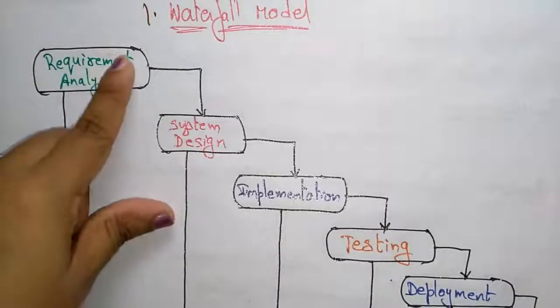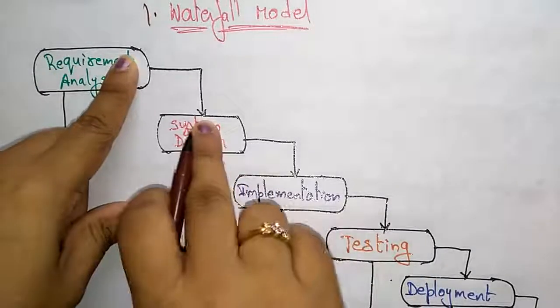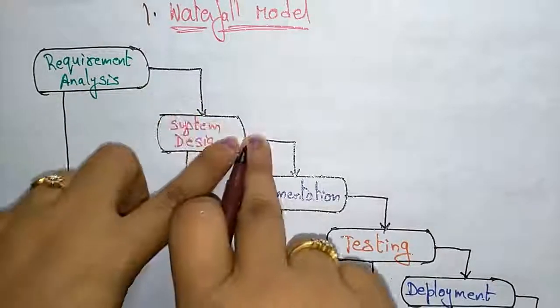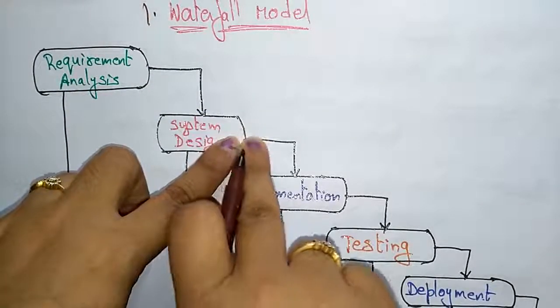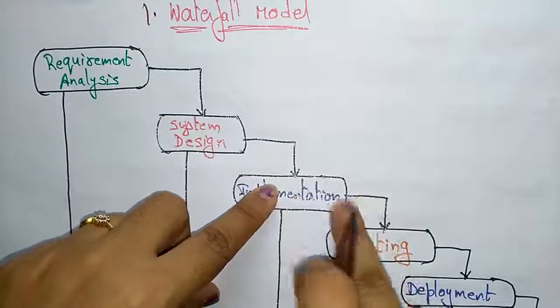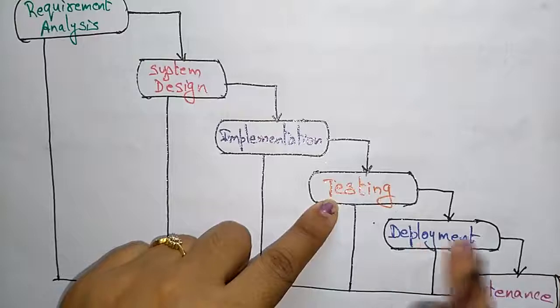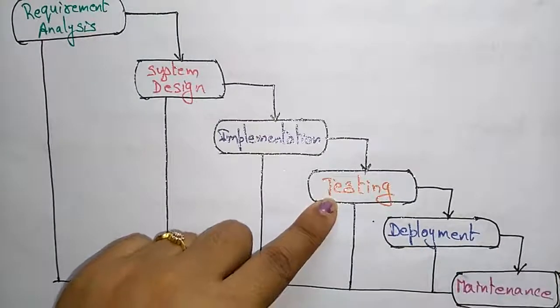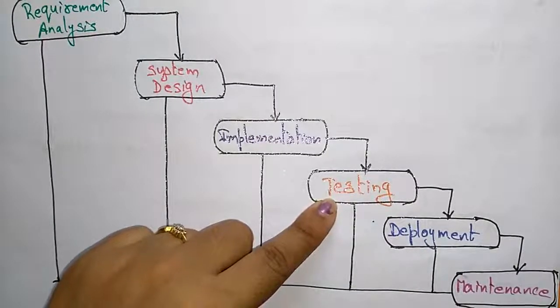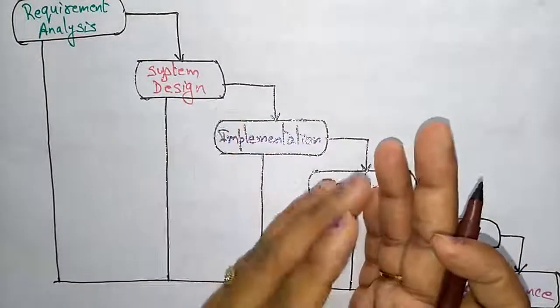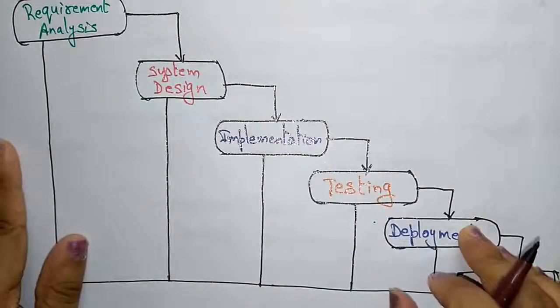Here, the outcome of one phase acts as an input to the other phase. The outcome of requirement analysis is the input to system design. The outcome of system design is input to implementation. The outcome of implementation is input to testing. Testing leads to deployment, and the outcome of deployment is input to maintenance. The outcome of one phase acts as an input for the next phase, and that should be sequential.